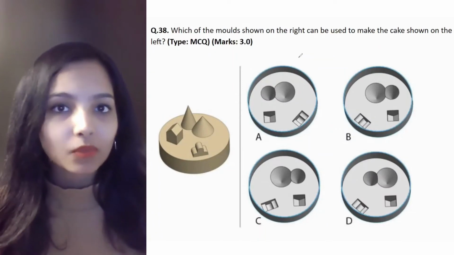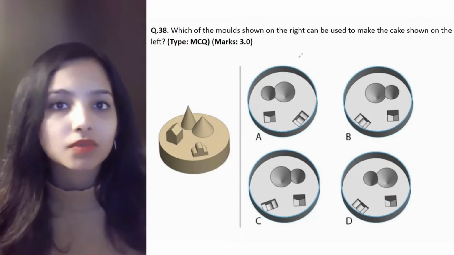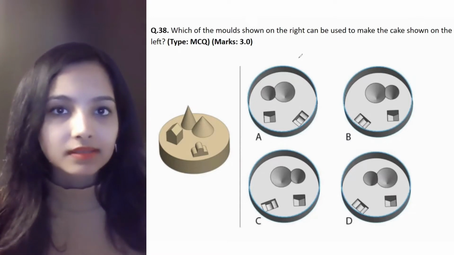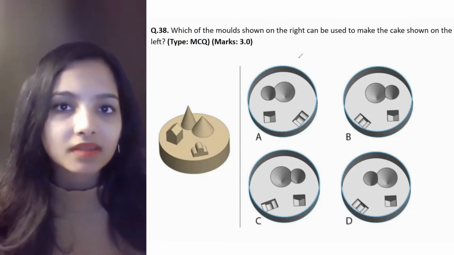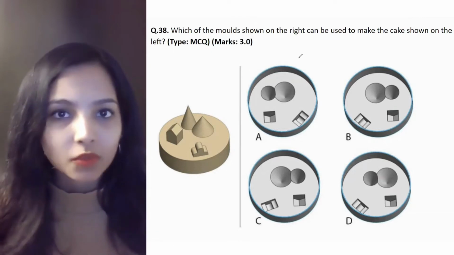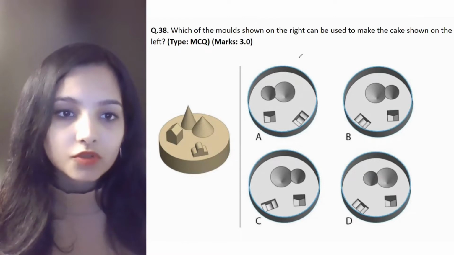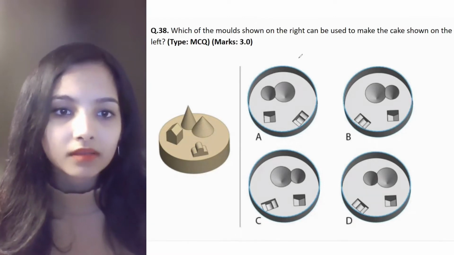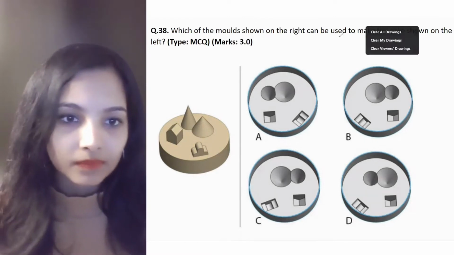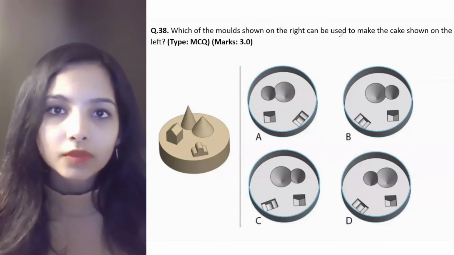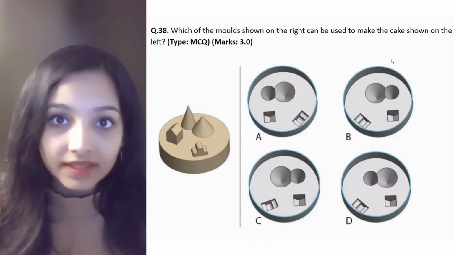In this video, we'll be looking at question number 38 from the UC 2023 paper. This is a multiple choice question, which means that out of the four options, only one of them is going to be the correct answer. Let's read the question. Which of the molds shown on the right can be used to make the cake shown on the left? We are going to follow the process of elimination to arrive at the answer.